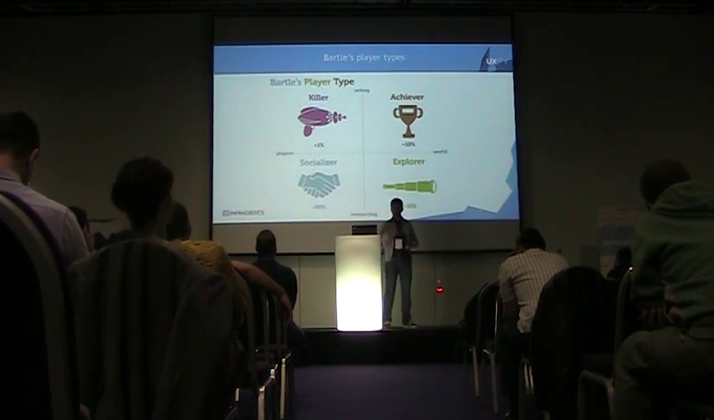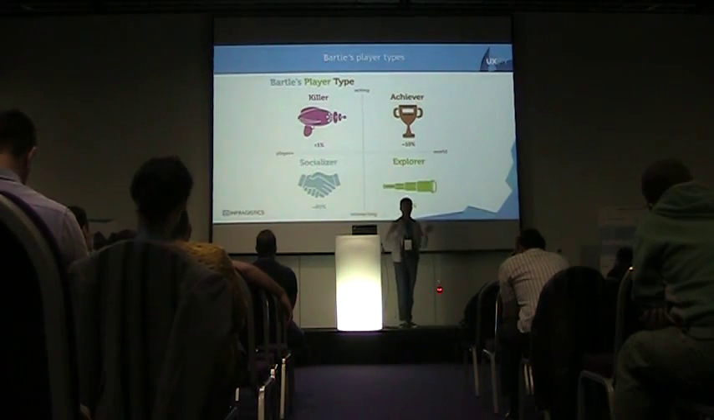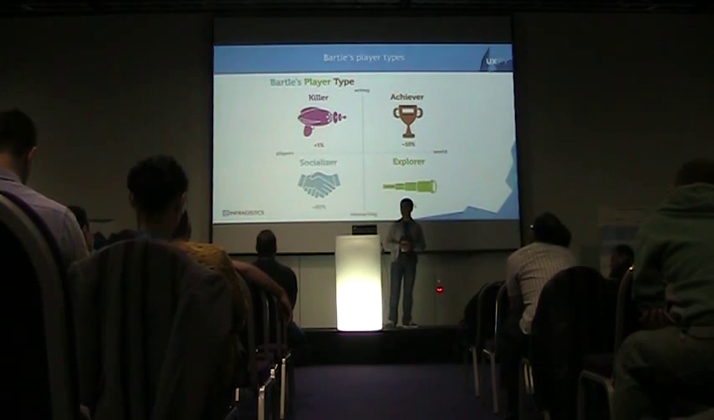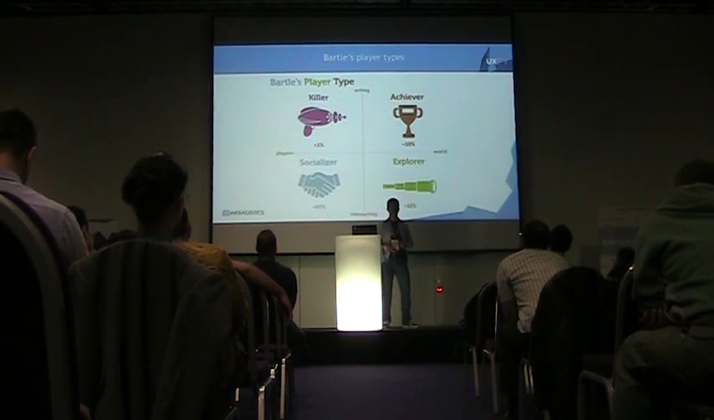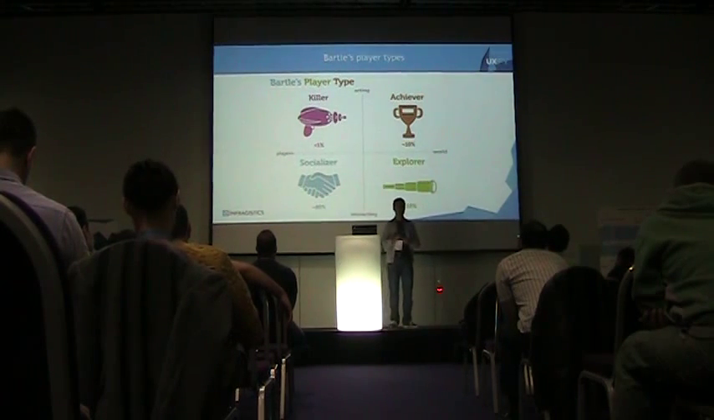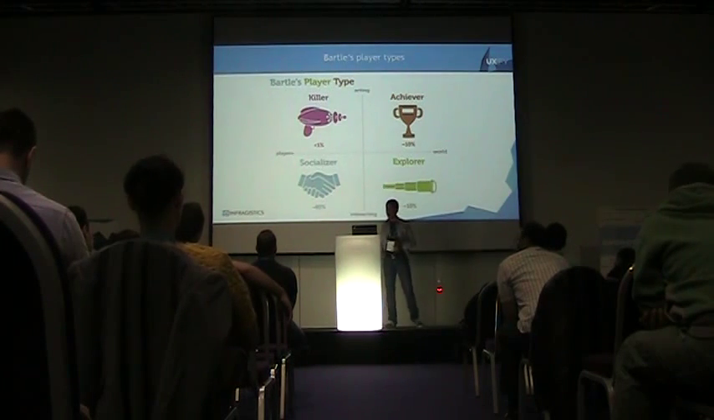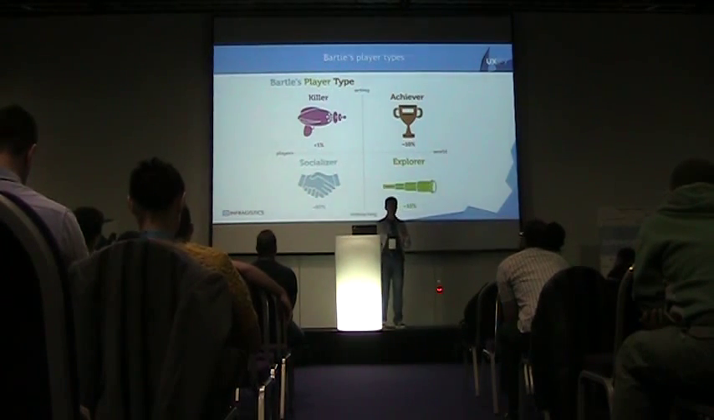So, Bartle's player types are four groups of people, basically, or four types of players, to be more precise. They were invented or defined by Richard Bartle. Actually, they're better known than the guy's name. And what he did was distinguish between achievers.